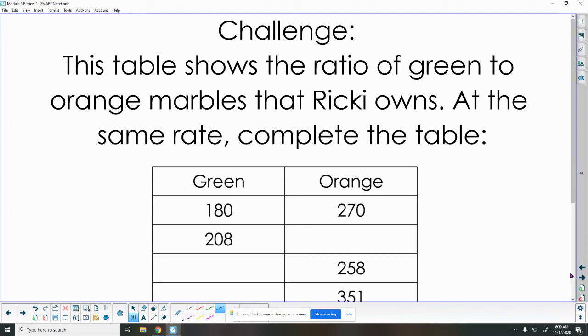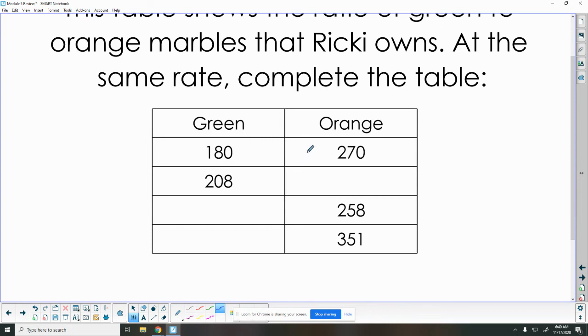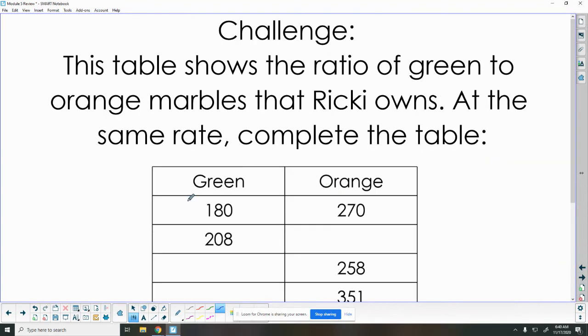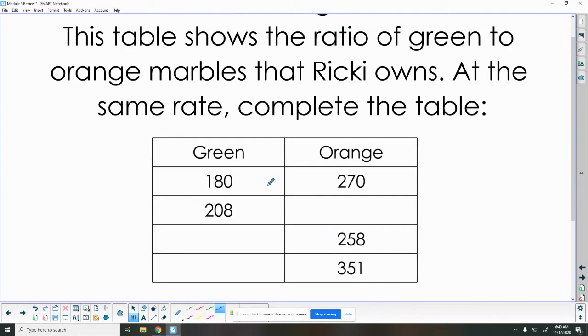Okay, we're going to do 2 more challenge problems. This table shows the ratio of green to orange marbles that Ricky owns at the same rate. Complete the table. On the last table it was counting just the same pattern, 3, 6, 9, 12, 15. This here is not counting by anything in particular. So we're going to have to figure out how we can get from here to here.